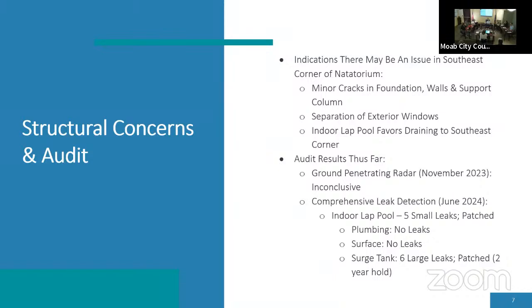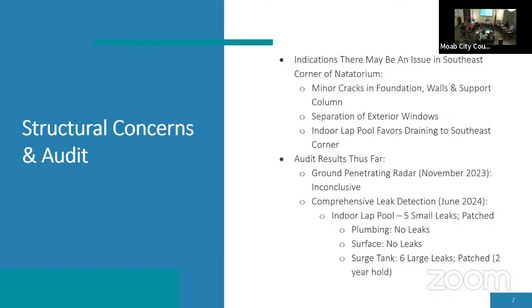We have noticed a pretty significant separation of the exterior windows in that southeast corner, and the indoor lap pool favors draining to the southeast corner. Because of that, over the last year, we've really been working to audit why we're seeing the issues in the facility that we're seeing.